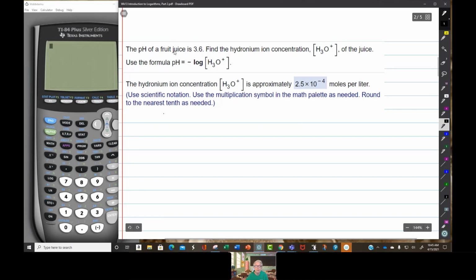So the pH of fruit juice is 3.6. Find the hydronium ion concentration, OMG. Not to worry. Find the hydronium ion concentration of the juice, and use this formula.